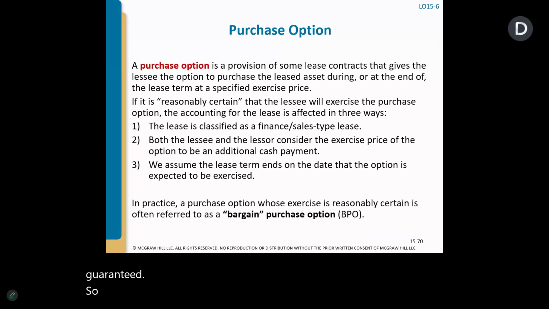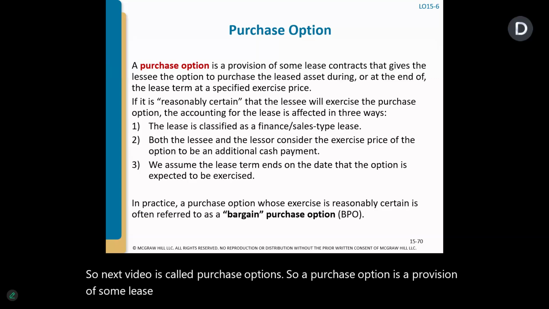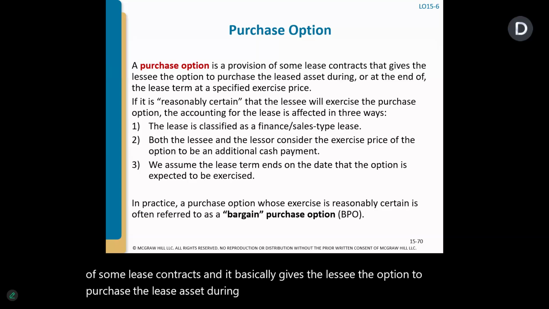So next we have what's called purchase options. A purchase option is a provision of some lease contracts, and it basically gives the lessee the option to purchase the leased asset during or at the end of the lease term at a specified exercise price.